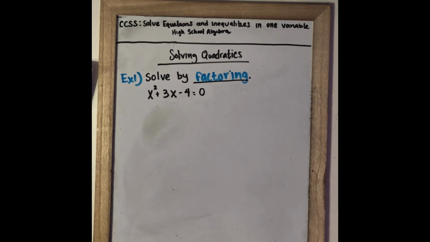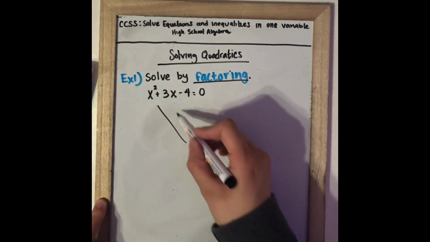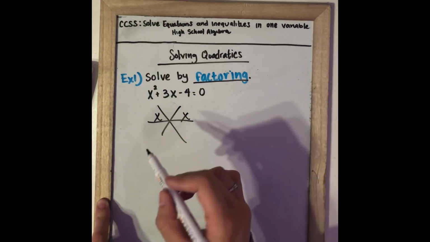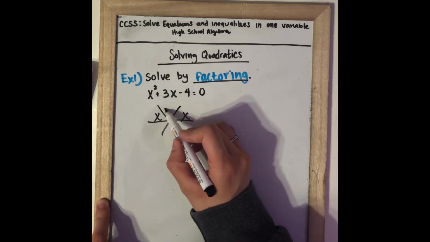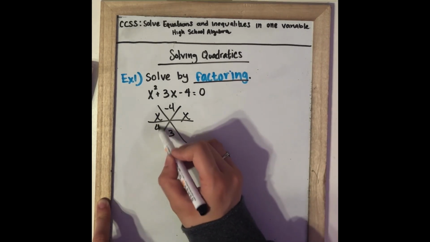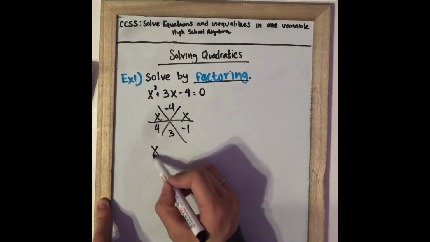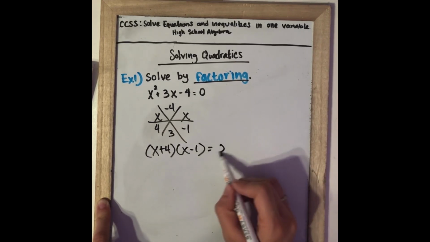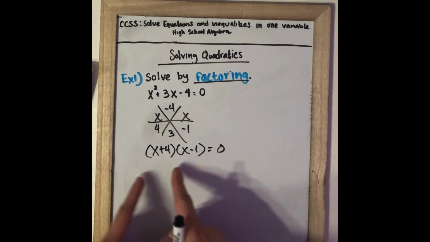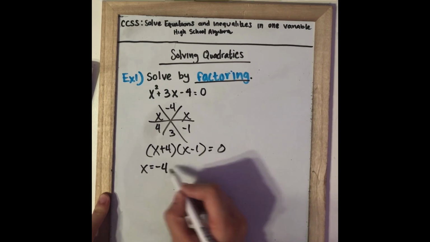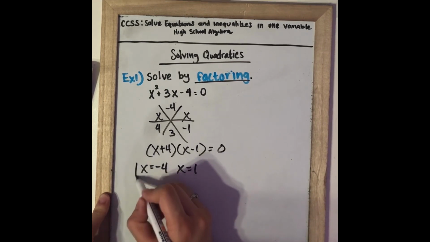x squared plus 3x minus 4 is equal to 0. So we can do the big X method. And then we have x on each side. We need to find 2 numbers that when multiplied will give you -4 and when added will give you 3. So that would be 4 and -1. So then we get x plus 4 times x minus 1 is equal to 0. And we set each individual equation equal to 0, which will give us x is equal to -4 and x is equal to 1.